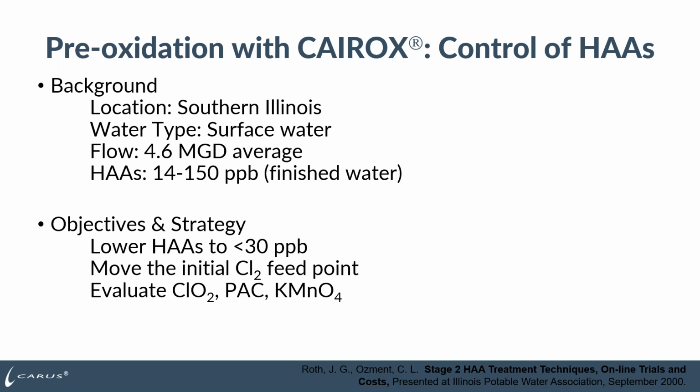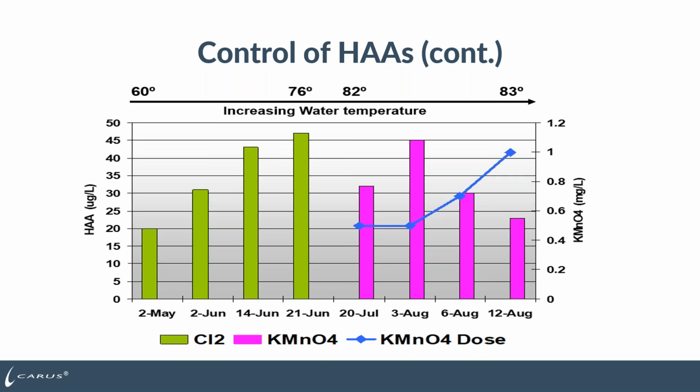They were going to move the initial chlorine feed point, and then they were going to evaluate chlorine dioxide versus permanganate as preoxidants, and then also investigate using powdered activated carbon to absorb the THMs and HAAs after you form them with free chlorine at the front of the plant. So as they did this study, they noticed, and they knew, their HAAs increased as water temperature increased as they got from spring into summer.